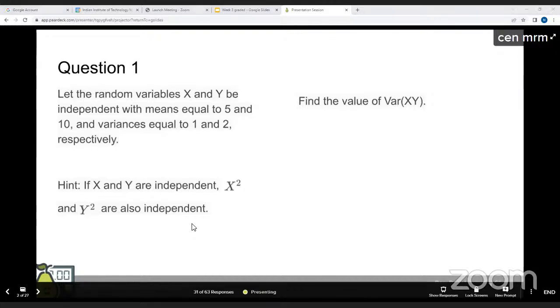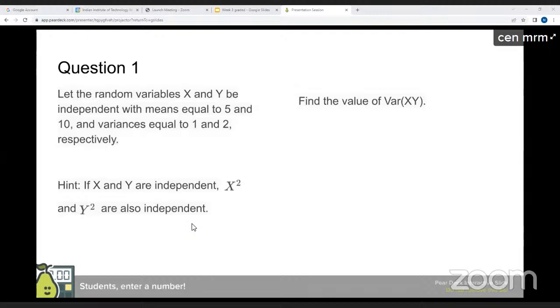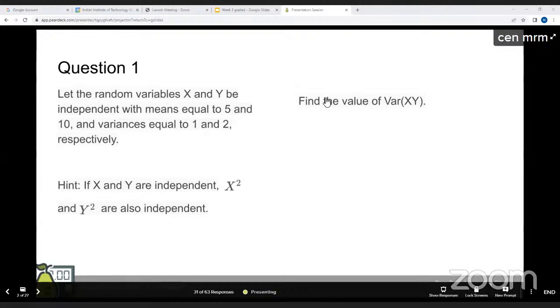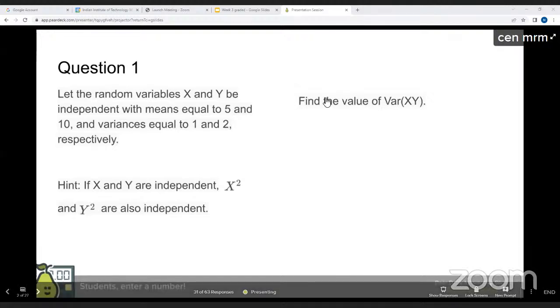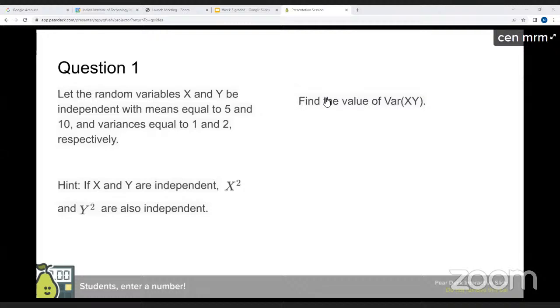Ma'am, intentionally I'm asking this question. In case of expected value, we say that if two variables are independent, then it is a product of their expected values, like E[X] into E[Y]. So in case of variance, can't we say that variance of XY is nothing but variance of X into variance of Y? No, in case of variance, we cannot say that.